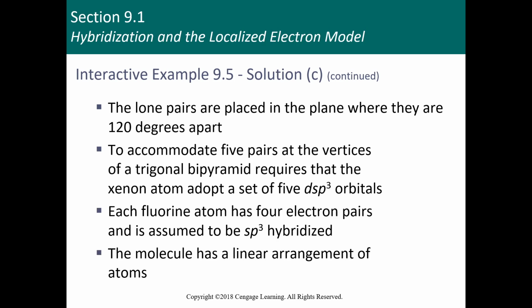All right. So this molecule right here, if we were looking at just the atoms, which would be our molecular geometry, you will see that the atoms are actually in a linear arrangement. So the electronic geometry, or the electron geometry, would be this trigonal bipyramidal. The molecular geometry, which is just the atoms, is linear.